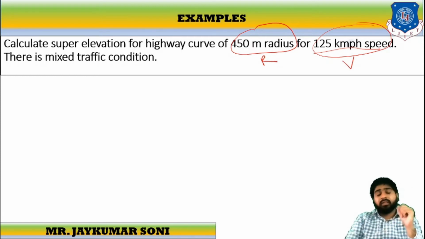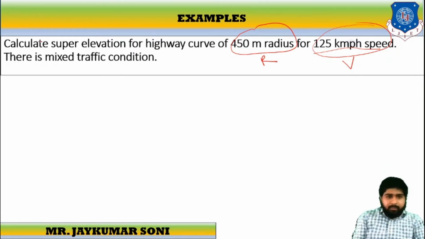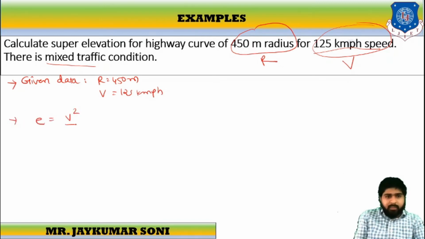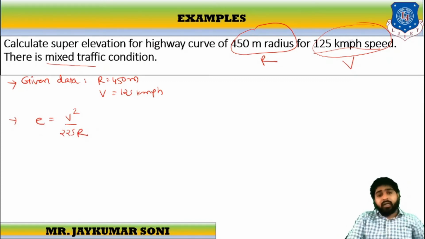See, observe the statement. These are the things that is given over here. So first of all, we have been given mixed traffic conditions. So first of all, we will write the given data. Given data over here is R is equal to 450 meters and capital V is equal to 125 kmph. Mixed traffic condition is there. So first we will put this equation V square by 225R. See, whenever we are using this V square by 225R, we are not supposed to convert this V into meter per second. You can use the 125 kmph.